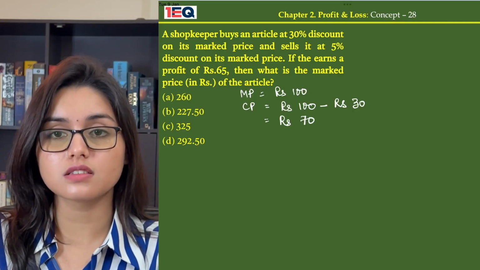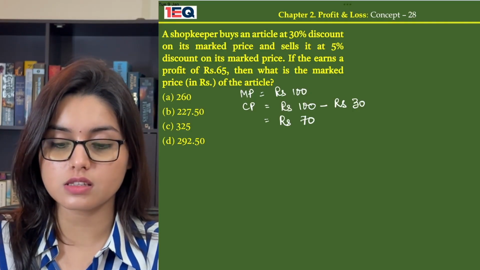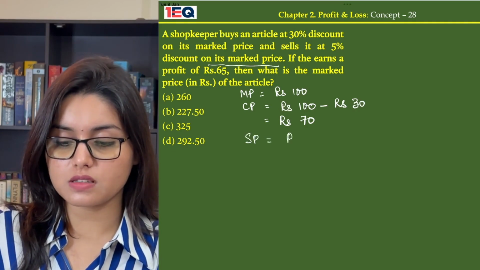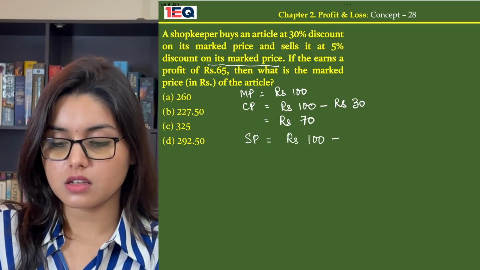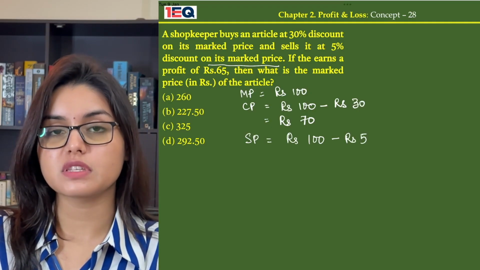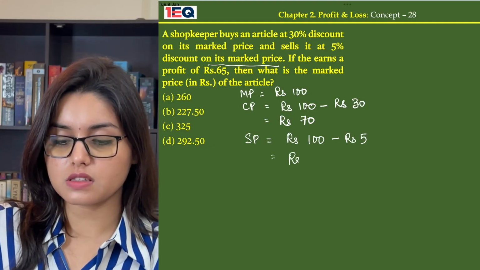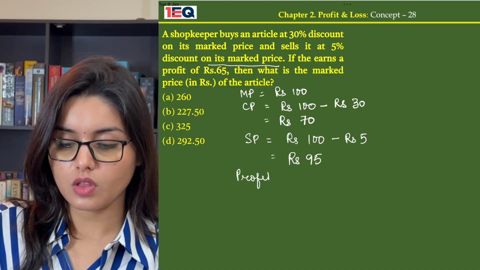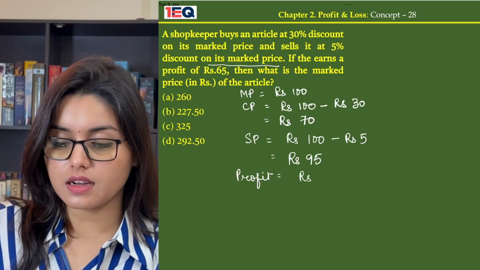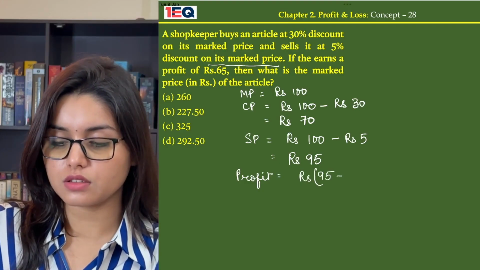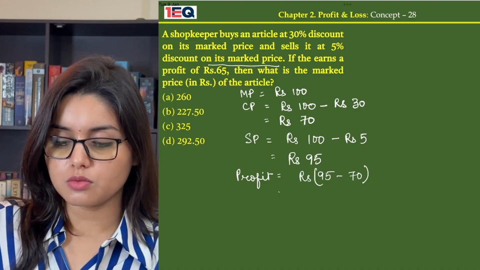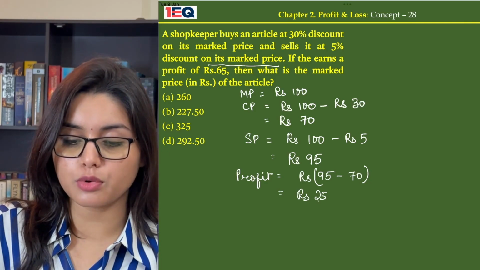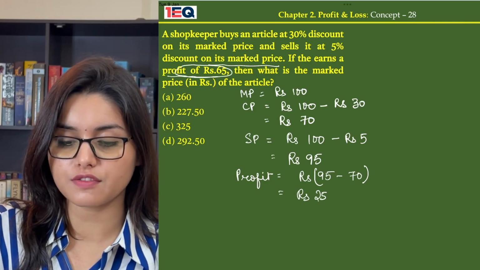Now he further sells the article at 5% discount on its marked price. That means his selling price becomes rupees 100 minus rupees 5, that is 5% of 100, which is rupees 95. Now the profit he earned here is equal to rupees 95 minus rupees 70, which is rupees 25. But according to the question, the profit he earned is rupees 65.